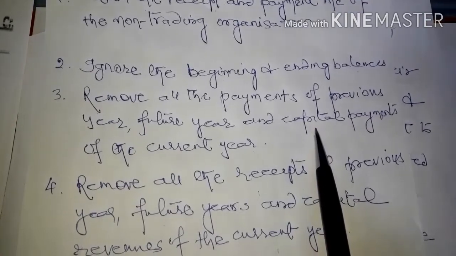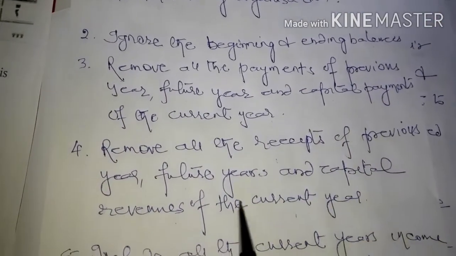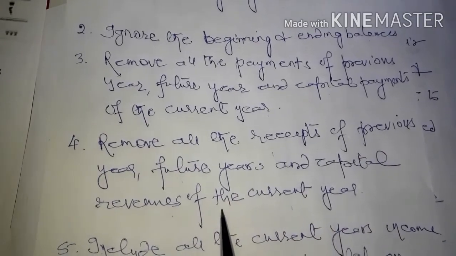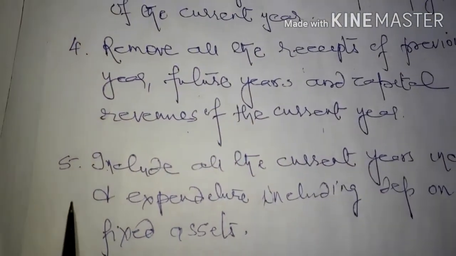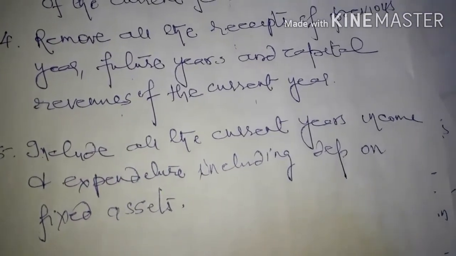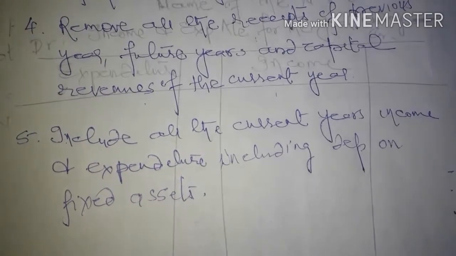Only revenue items are to be recorded. Remove all the receipts of previous year, future year, and the capital receipts of the current year. And the last one is include all the current year incomes and expenditures, including depreciation on fixed assets.